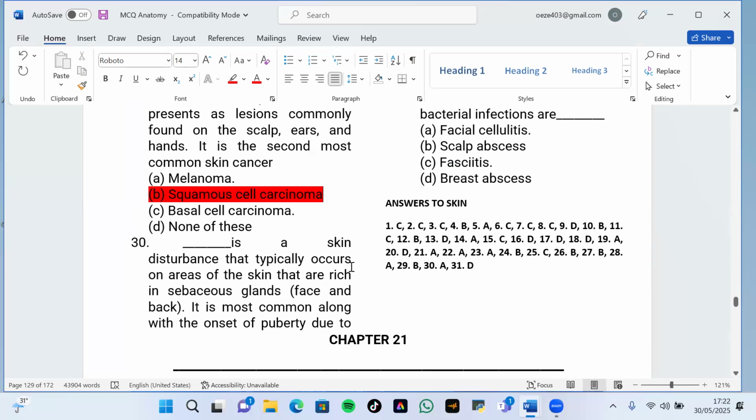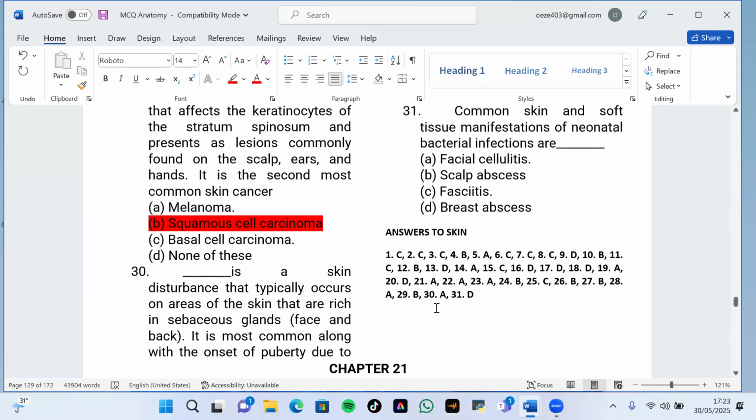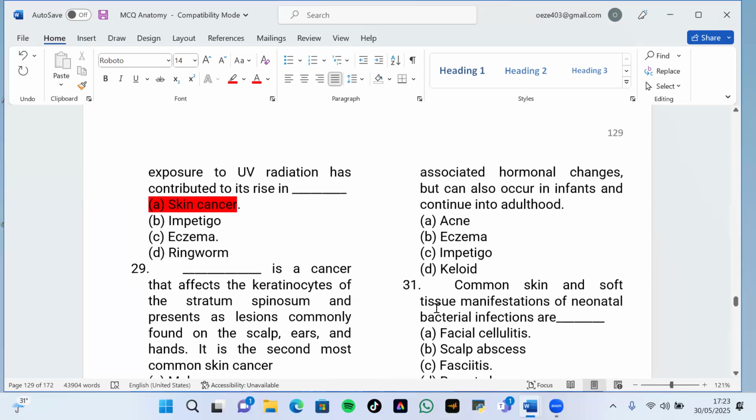Dash is a skin disturbance that typically occurs on areas of the skin that are rich in sebaceous glands, such as face and back. It is most common along with the onset of puberty due to associated hormone changes, but can also occur in infants and continue into adulthood. A, acne. B, eczema. C, impetigo. D, keloids. The correct answer is A, acne.